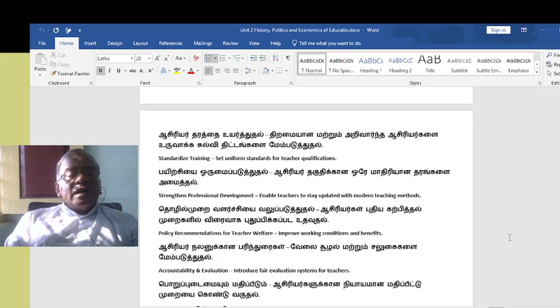Then standardizing training, that is setting uniform standards for teacher qualifications.